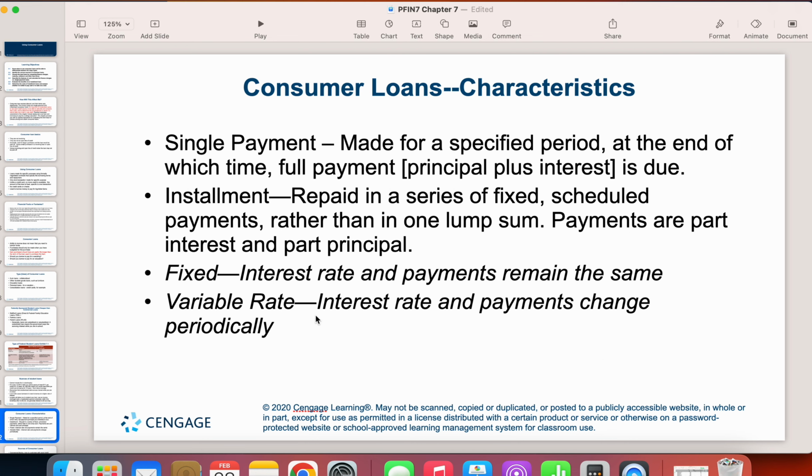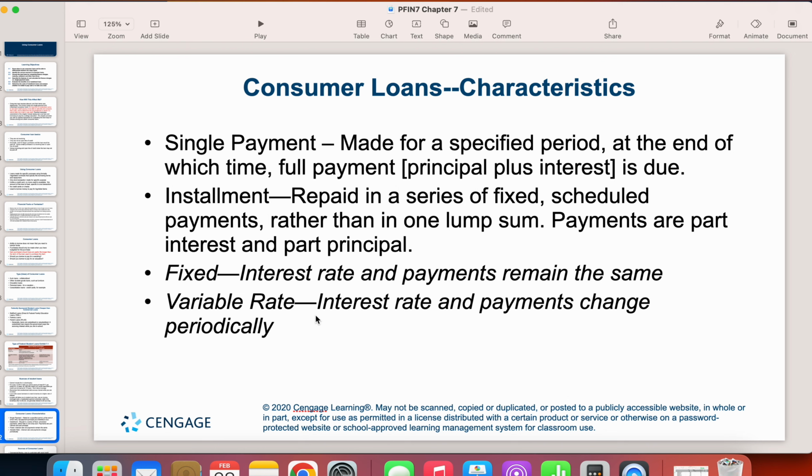Okay, so consumer loans have some characteristics. They're really similar to a mortgage in a lot of ways. You can have a single payment, which means for a specified period of time, at the end of which you're just paying principal plus interest, like a giant balloon payment. But I see that a lot of consumer loans tend to be installment, which are paid in a series of fixed scheduled payments. Payments are both part interest and principal, so they're amortizing down to zero.